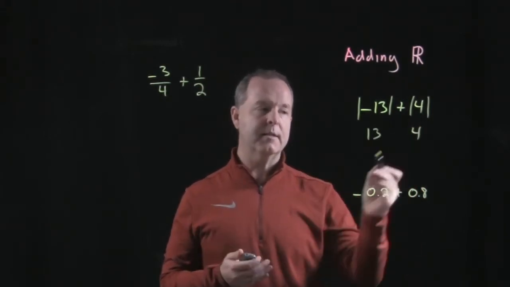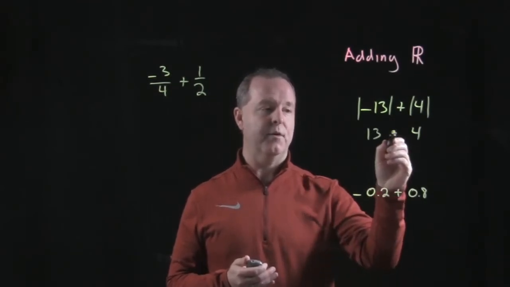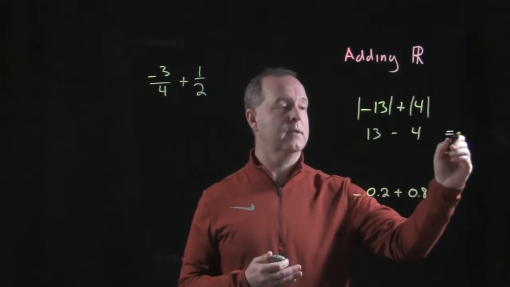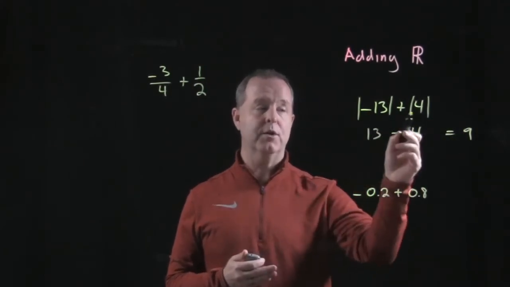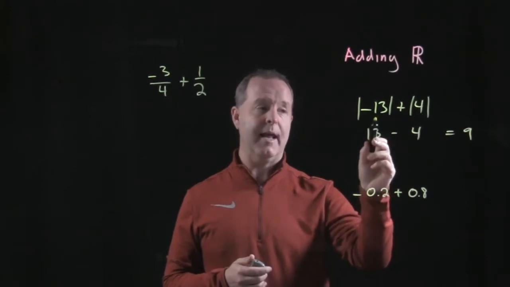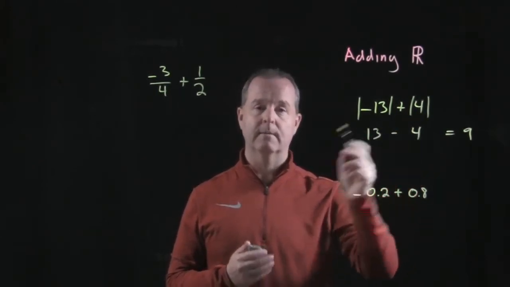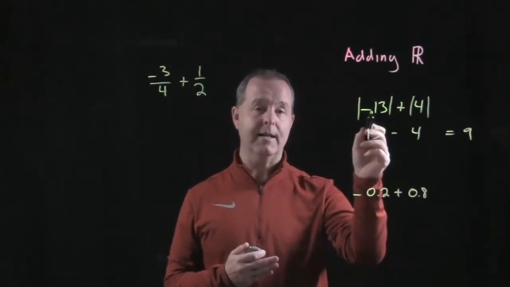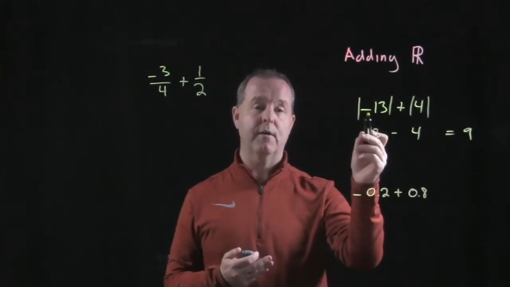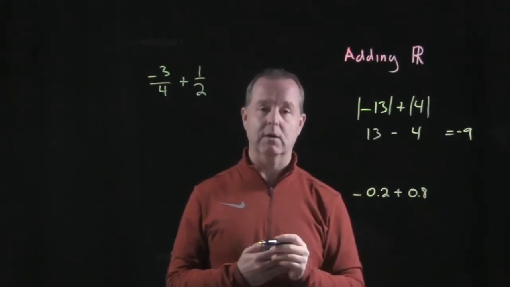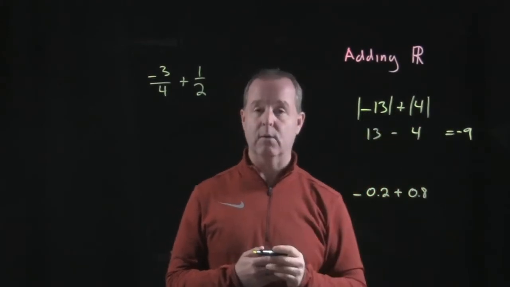Then what I'll do is subtract the smaller from the larger. So I'll make that 13 minus 4, which equals 9. Then I'll look back at my original problem and look at the number that has the largest magnitude. 13 is greater than 4. So I'll carry the sign of the term with the largest magnitude. I'll look for their sign and carry their sign to the conclusion. So negative 13 plus 4 equals negative 9.